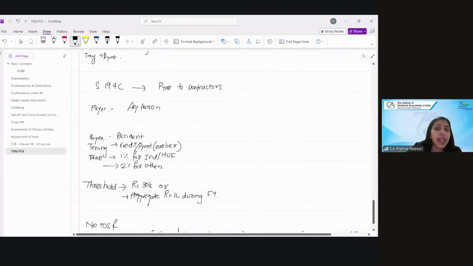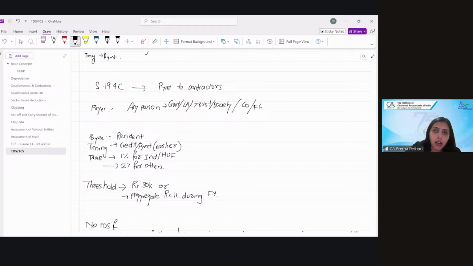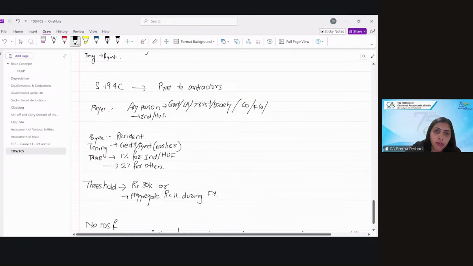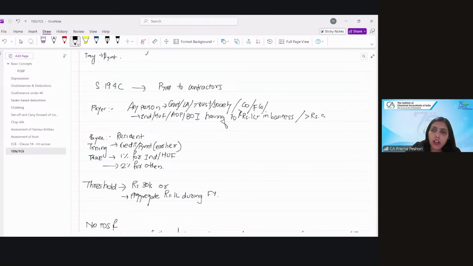So here the payer means any person, but here it means the government, the local authority, the trust, the society, company, foreign company, and individual, HUF, or AOP or BOI having turnover greater than rupees 1 crore in business or 50 lakh in profession. Are we clear, students? Any questions, any doubt till now?